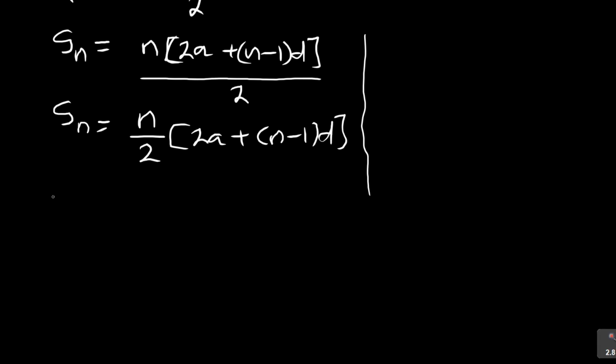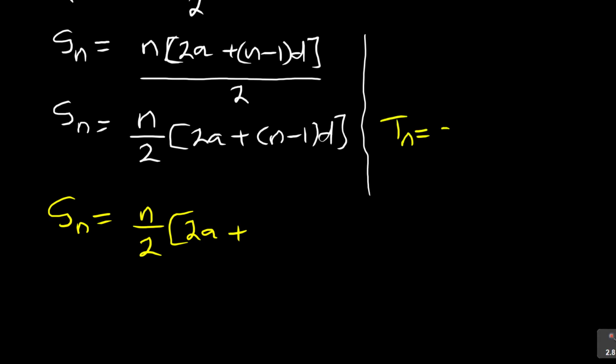Now look at this, the second formula. If I continue and say Sn is equal to n over 2 times 2a plus... I want to remind you, remember what is Tn? Tn from the previous lesson is a plus (n minus 1)d. That is the nth term. So now I can rewrite this part inside here.